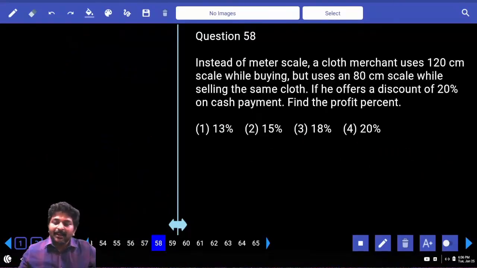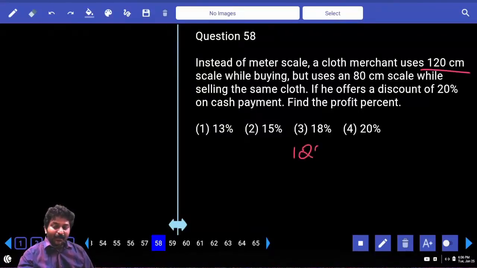Instead of a meter scale, a cloth merchant uses a 120 centimeter scale while buying, but uses an 80 centimeters scale while selling the same cloth. If he offers a discount of 20% on cash payment, find profit percentage. See, if he is proper, if he purchases 1 meter, how much measurement he is supposed to get? 100 centimeters only. But he cheated and received 120 centimeters. Correct?